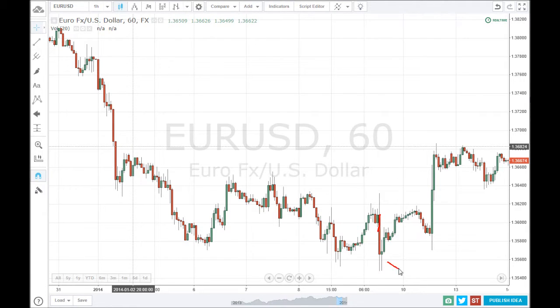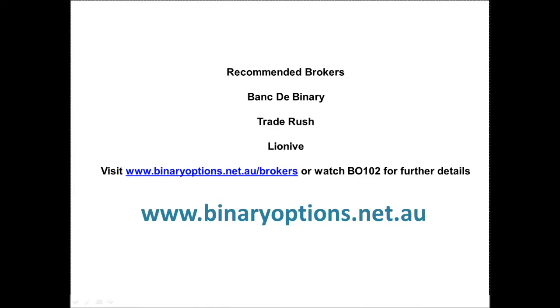After this big push on the downside, we have a spinning top, small body with an even wick either side, and price goes on the upside. So that is a few very simple examples of dojis and spinning tops.